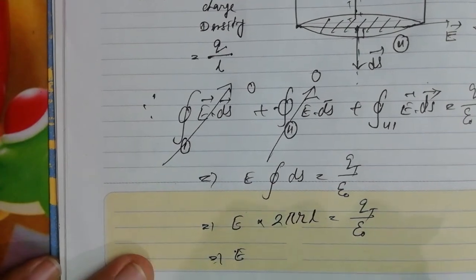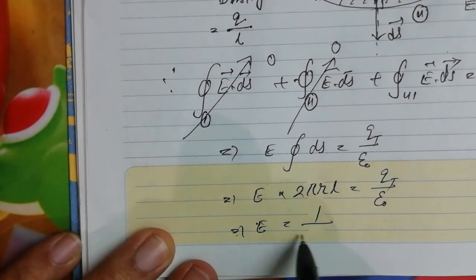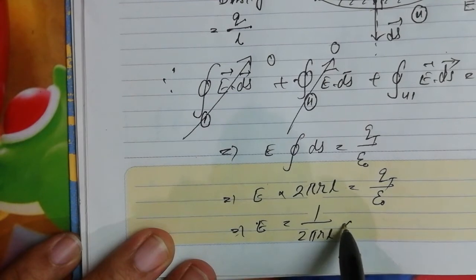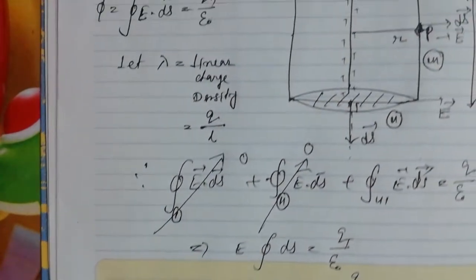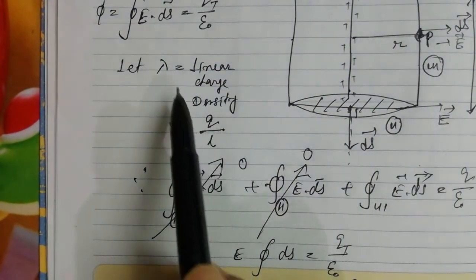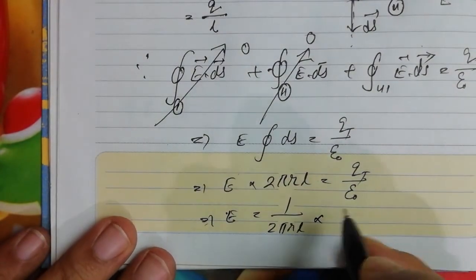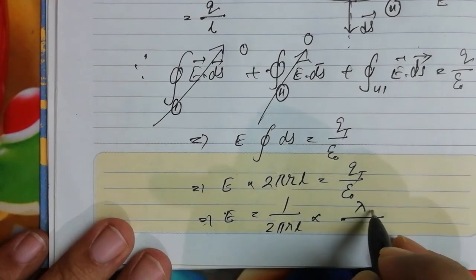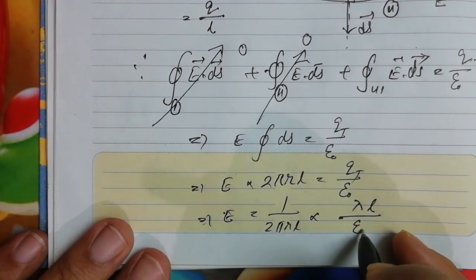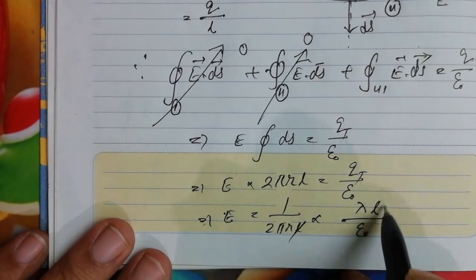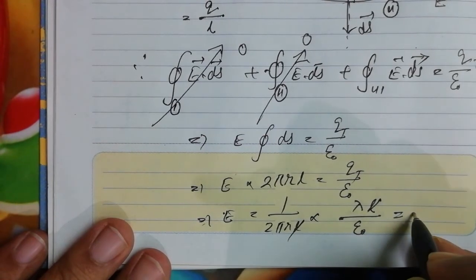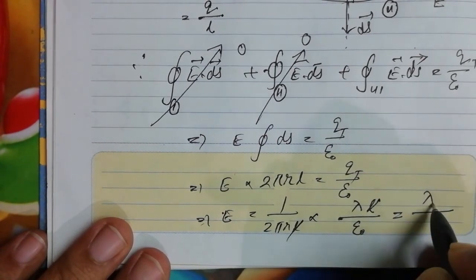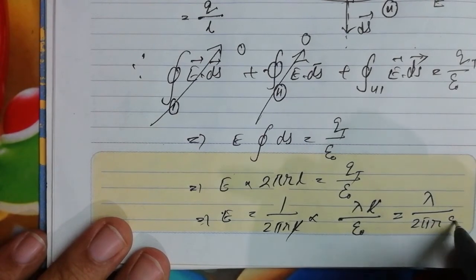Now E is equal to 1 by 2 pi r L times Q. Q means what? Q is nothing but lambda into L, where lambda is the linear charge density. Okay, so the L gets cancelled. It is equal to lambda divided by 2 pi r epsilon naught.